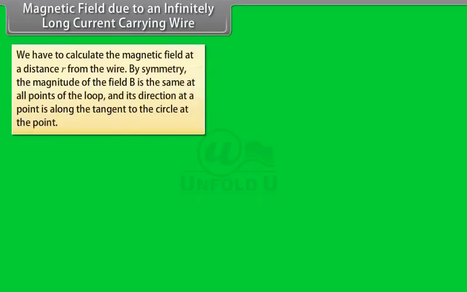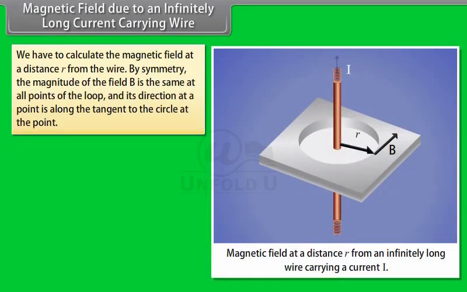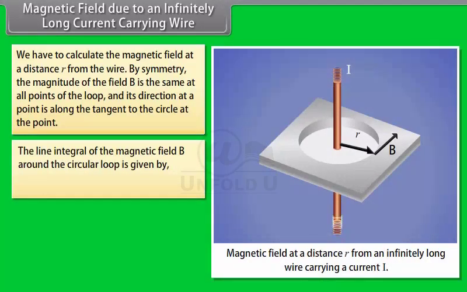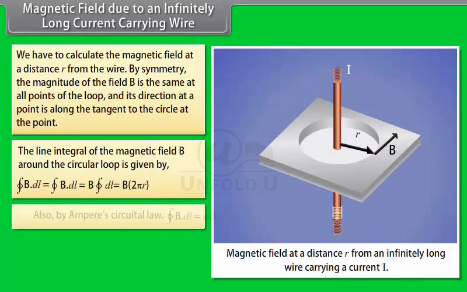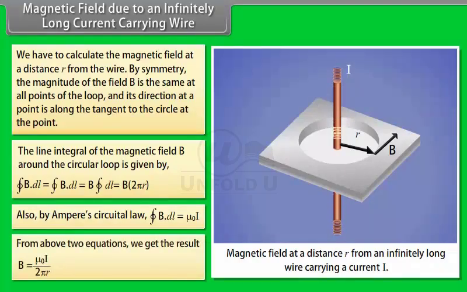Magnetic field due to an infinitely long current-carrying wire. We have to calculate the magnetic field at a distance r from the wire. By symmetry, the magnitude of the field B is the same at all points of the loop and its direction at a point is along the tangent to the circle at the point. The line integral of the magnetic field B around the circular loop is given by the product of B and 2 pi r. Also by Ampere's circuital law, closed integral of B dot dl is equal to mu naught I. From the above two equations, we get the result B is equal to mu naught I divided by 2 pi r.